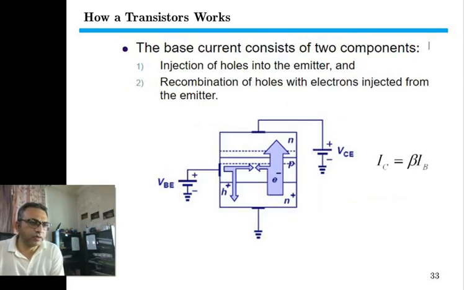And in this slide, the activities going on in the base are shown. That is the base current. The base current consists of two components: the injected holes in the emitter and the recombination holes with the electron injected in the emitter.